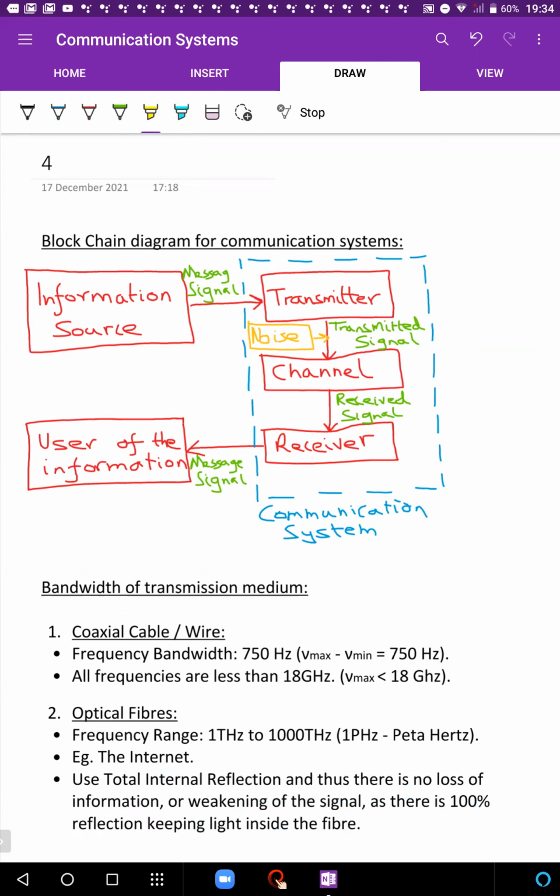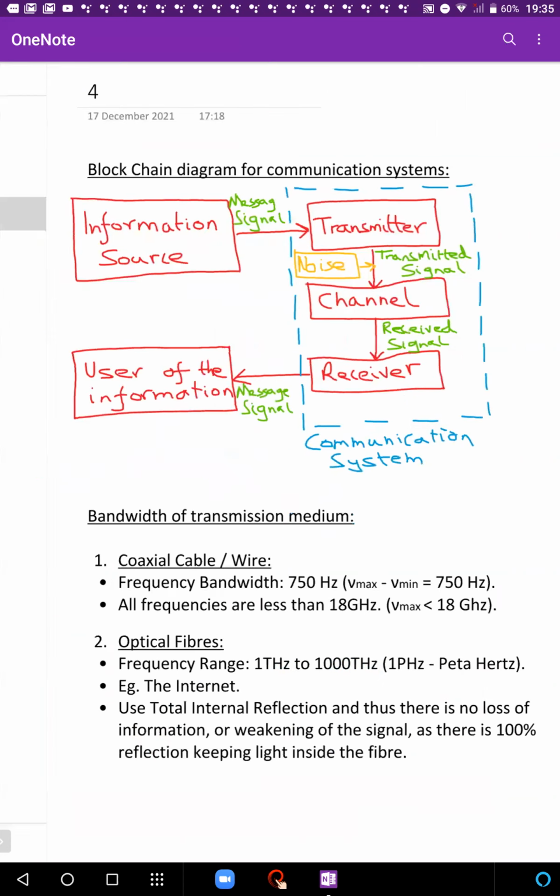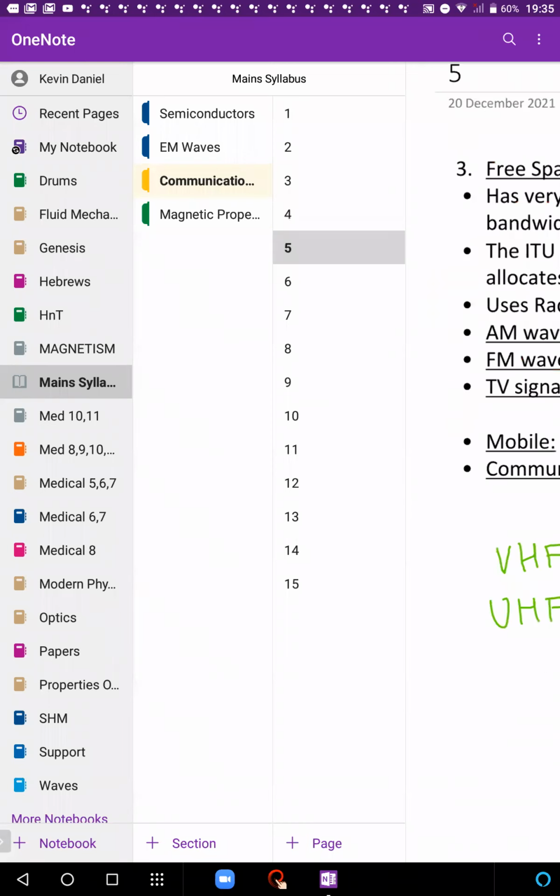And they can therefore operate at frequency ranges of 1 terahertz to 1000 terahertz. High frequency range, 1000 terahertz. If you've not seen that number before, that's called a petahertz. So tera is 10 to the power 12 and peta is 10 to the power 15. So 1 terahertz to 1 petahertz is the frequency range, and optical fibers are basically the backbone of your internet. All internet communications are predominantly taking place through optical fibers placed at the bottom of the oceans. All right, so that's the second channel.